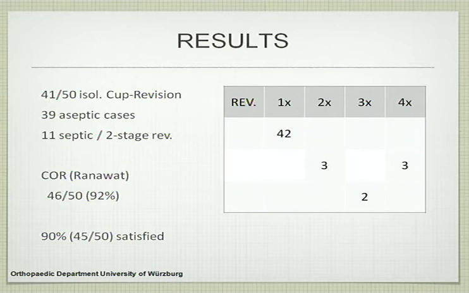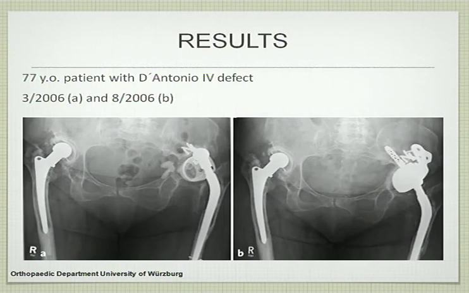Most of the patients had a first-time revision, three a second-time, three a third-time, and three a four-time revision when they came to us. We had 39 aseptic cases and 11 septic, which we treated with a two-stage procedure, and we could reconstruct the center of rotation according to a method from Ranawat in 92% of our cases, and 90% of the patients were satisfied. That means that 10 weren't satisfied and wouldn't let the procedure be done again.